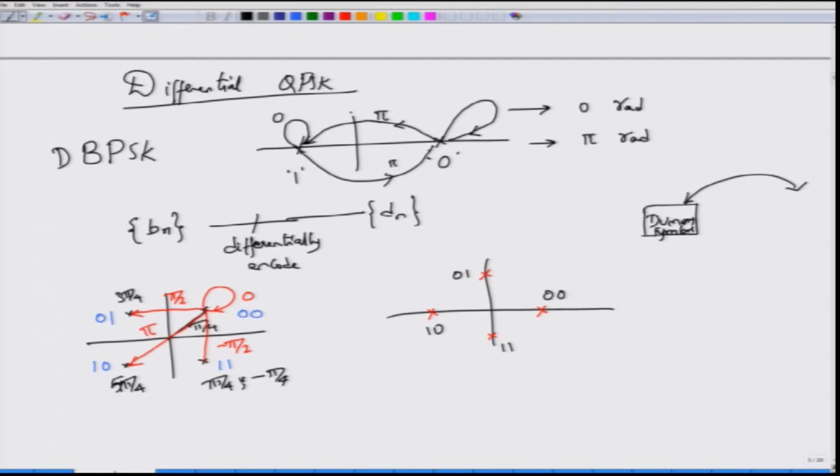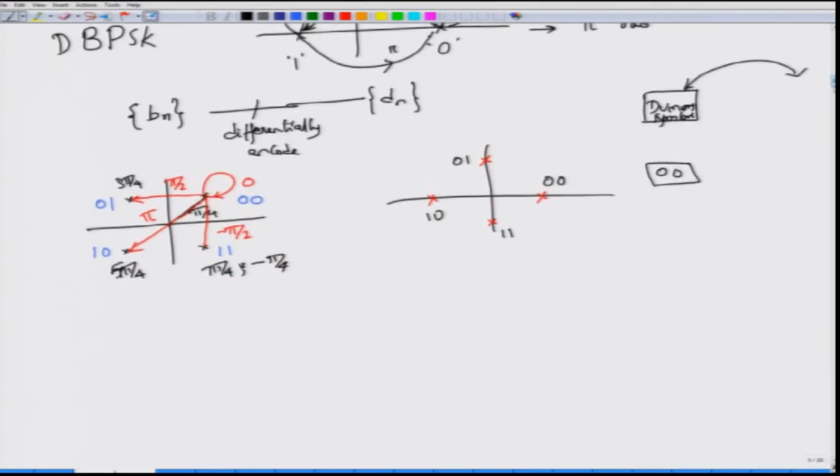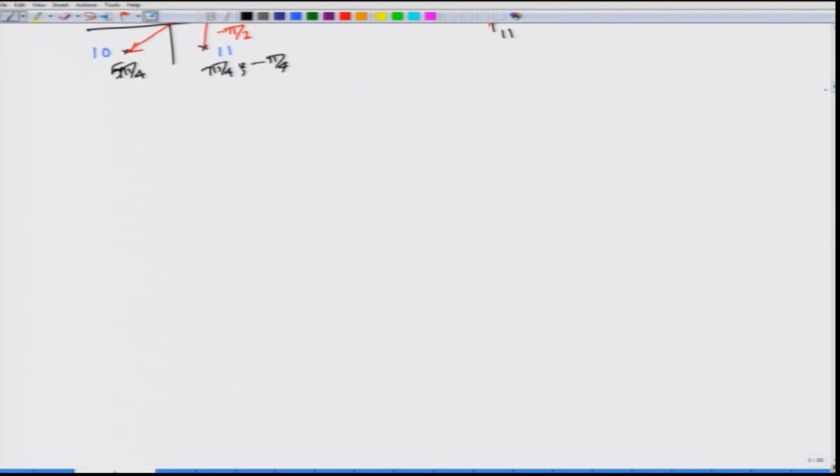Similarly, you will have to have a dummy symbol for the differential QPSK signal. Let us say the dummy symbol is 0 0. The way to implement this one would be the same as we have discussed.